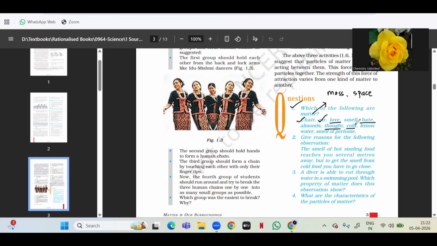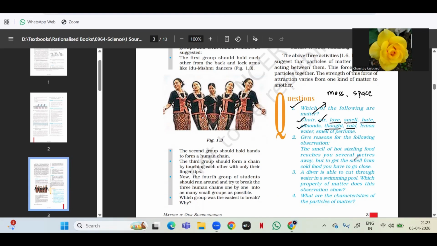Smell is a bit dicey, but smell does travel through air. Although smell is a sensation, let me underline smell also. So love, smell, hate, thought, cold, they will not come under the category of matter because they don't have mass and they don't occupy space. In an abstract manner, yes, they occupy space and they weigh upon us.